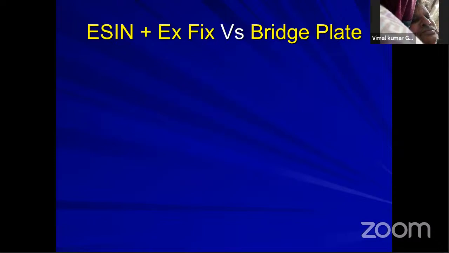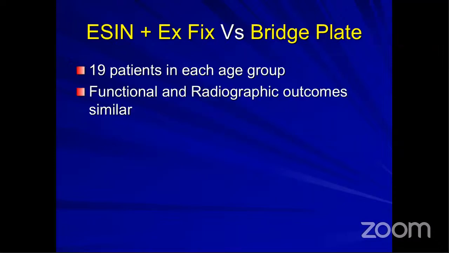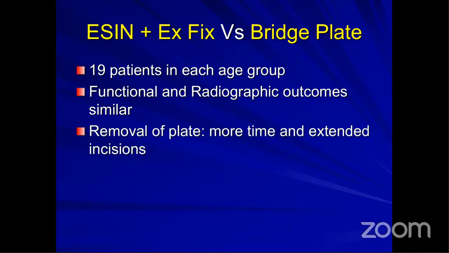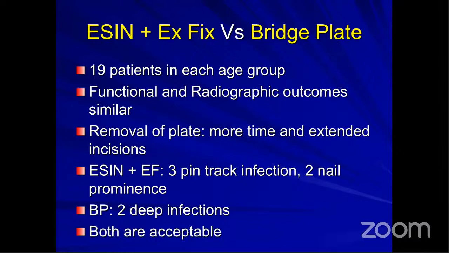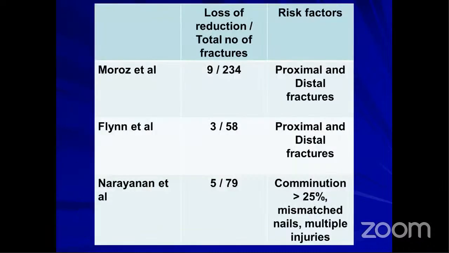And what they found was that there were 19 patients in each group, and the functional and the radiographic outcomes were similar. The removal of the plate took more time and extended incision, and there was some pin track infection, 2 nail prominence in the IFICS group, and the bridge plate had 2 deep infections. Both were acceptable treatment. And as I mentioned before, it depends on your experience and resources, but elastic nail versus plate, both are acceptable.